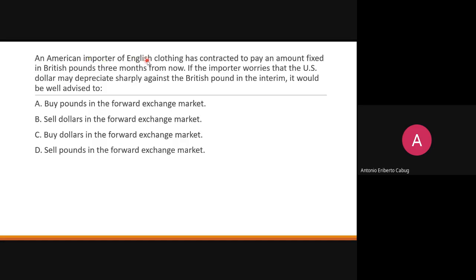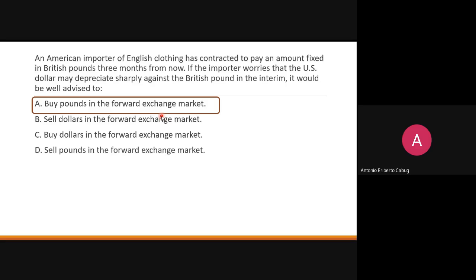An American importer of English clothing, a buyer of English clothing, has contracted to pay an amount fixed in British pounds 3 months from now. This American would need to pay an amount in what currency? In British pounds. If the importer worries that the US dollar may depreciate sharply against the British pound, so by the time that the payment will be made, the US dollar may be valued less. So when it is exchanged to the British pound, the amount to be exchanged will be in less British pounds. You would need more dollars to buy the same amount of British pounds rather. So it would be well advised to, very good, the correct answer is letter A.